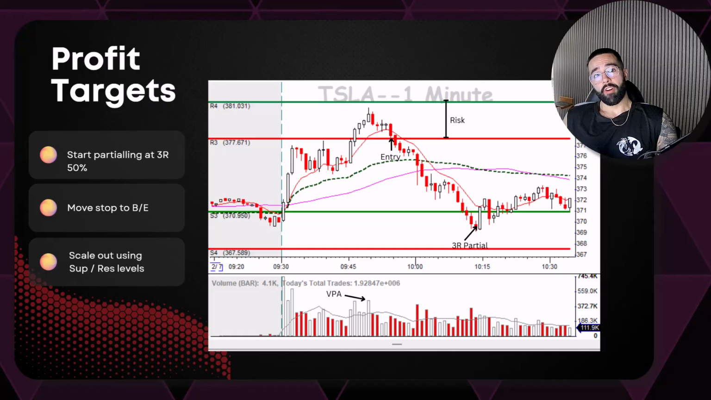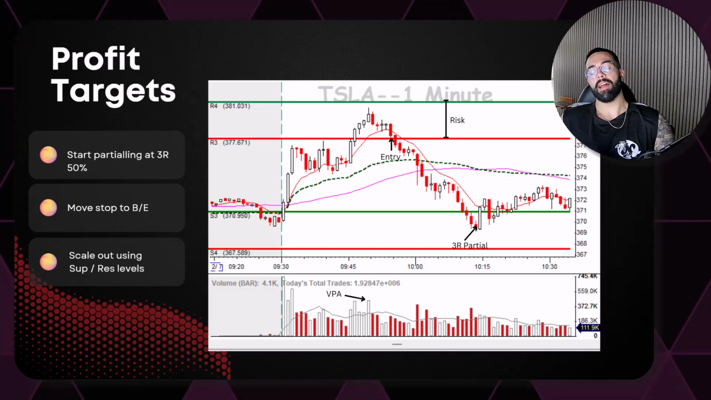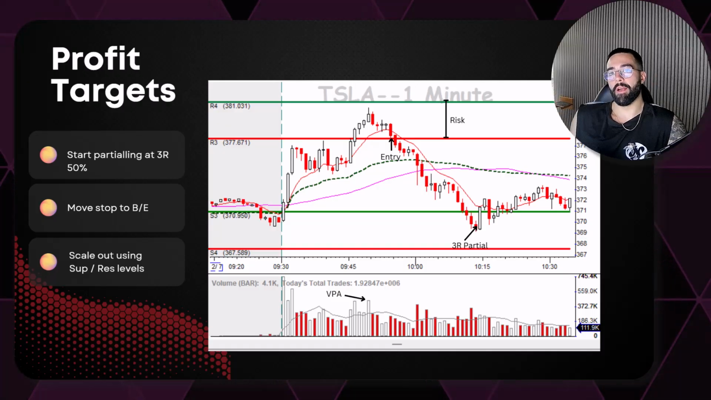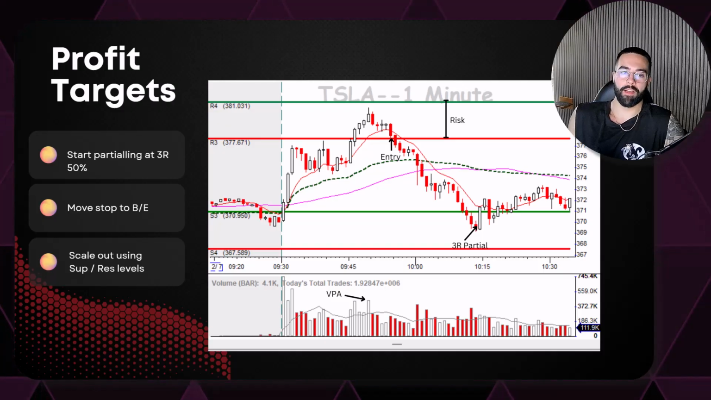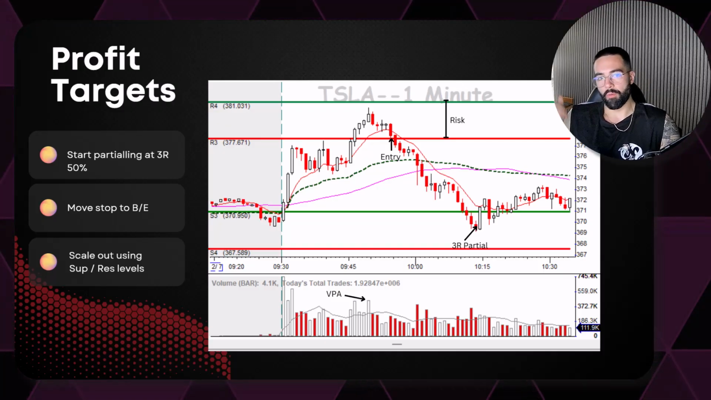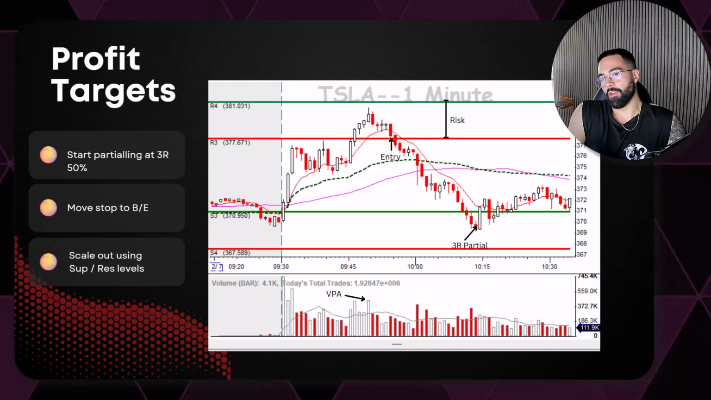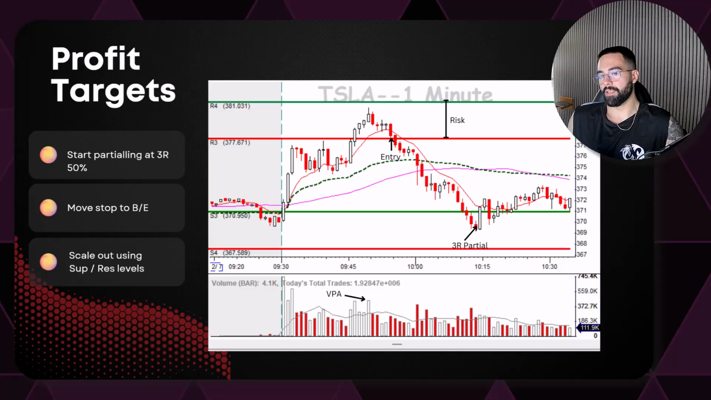So like I said, in terms of profit targets, what I usually like to do is start partialing at 3R and go with 50%. So if you take 50% at 3R, that's locking in a 1.5R already, which is pretty good. Then the moment you partial, you want to place your stop at break even and wait to see if there is more downside, and then keep scaling out using support and resistance levels.